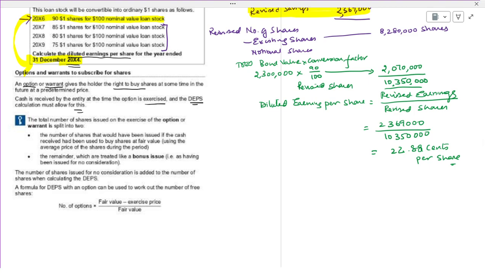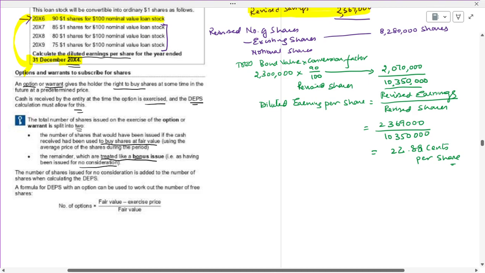The total number of shares on exercise of an option or warrant is split under two categories. The number of shares that would be issued if the cash received is used to buy shares at fair value. Options means you have the option. Some people take the options and convert them into shares. Some people say we don't want options, give us back cash. The remainder is treated like a bonus issue, issued for no consideration.